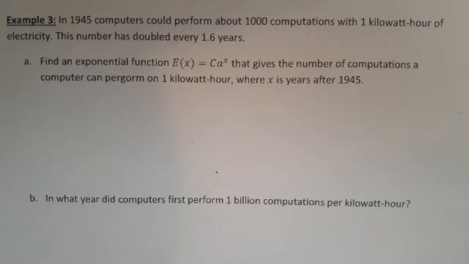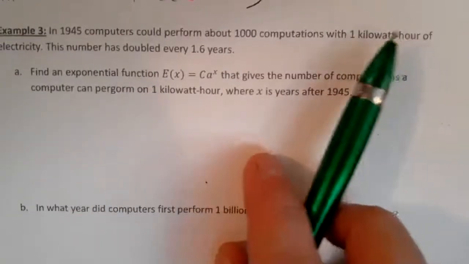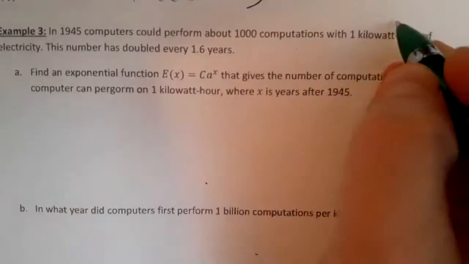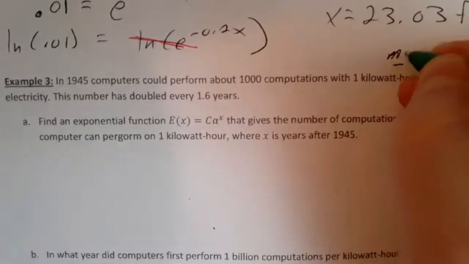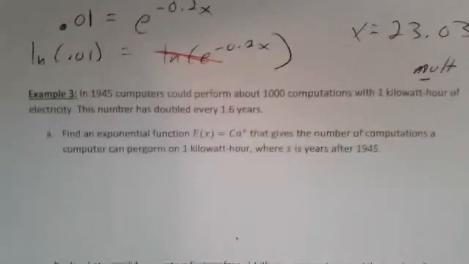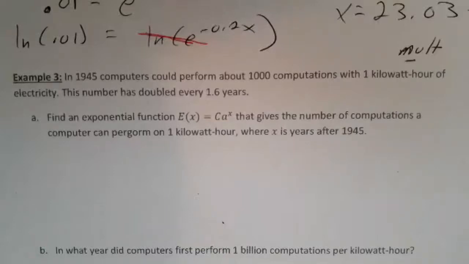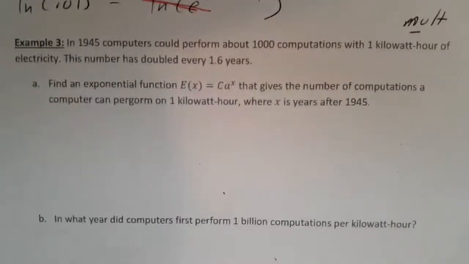And so in 1945, computers could perform 1,000 computations with 1 kilowatt hour of electricity. I don't know if we've talked about this, but they talk about kilowatt hours. This hyphen actually means multiplication. So they're multiplying kilowatts times hours. And that gives you a unit for electricity. So this number doubled every 1.6 years.